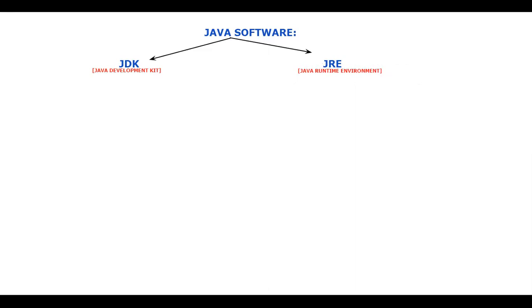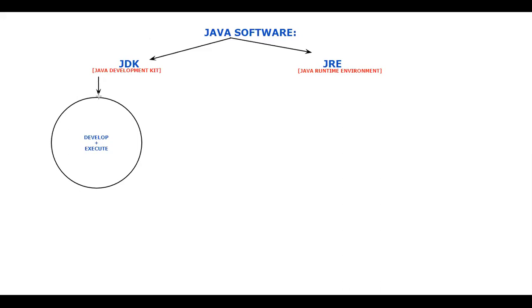So let me consider a software. Suppose I want to develop one software. Whatever software I'm going to develop, I'm also supposed to execute the same software. If you want to develop as well as execute, then you require the JDK. So I can say you require the help of the JDK.